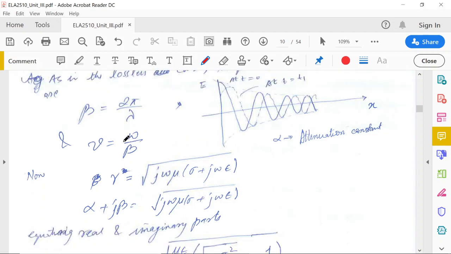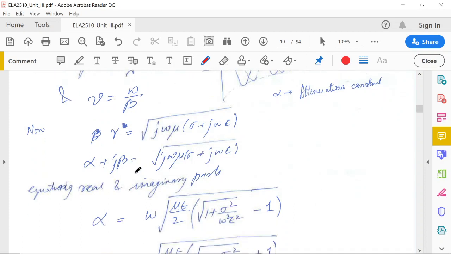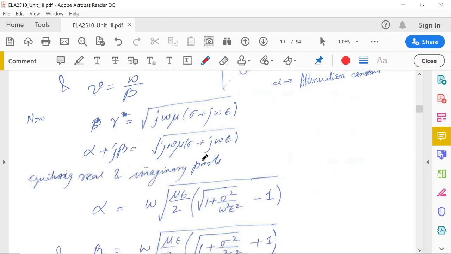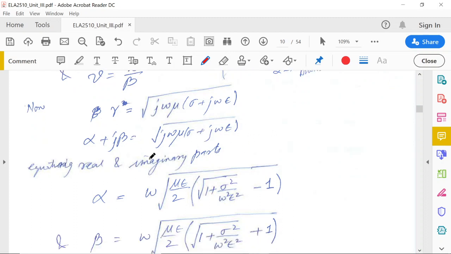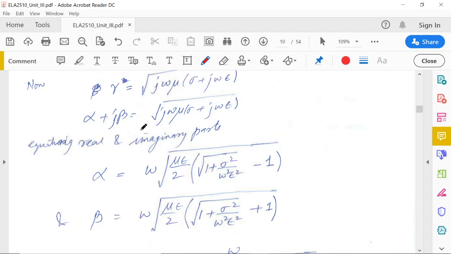So now we already know gamma equals this value. Now you want to find the speed, that is, the phase velocity. So equating alpha plus j beta equals the square root of j omega mu times (sigma plus j omega epsilon), you can find alpha and beta by solving this. I have the solution here. You take the real part and the imaginary part of this and equate them with alpha and beta. The simple step is that you first find alpha square plus beta square.